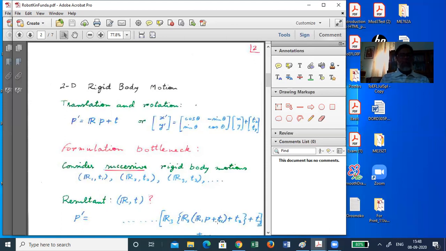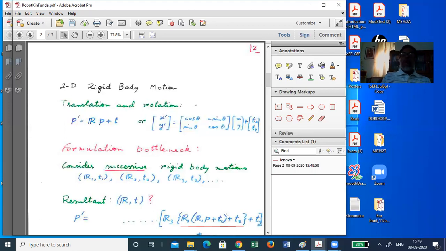Now when you implement the second rigid body motion, this parenthetic thing, R1P plus T1, this whole thing you will have to multiply with R2 and then add T2. And then you get this large thing within the braces, from here to here. And then you implement the third rigid body motion. So it will be R3 times this plus T3, and so on.